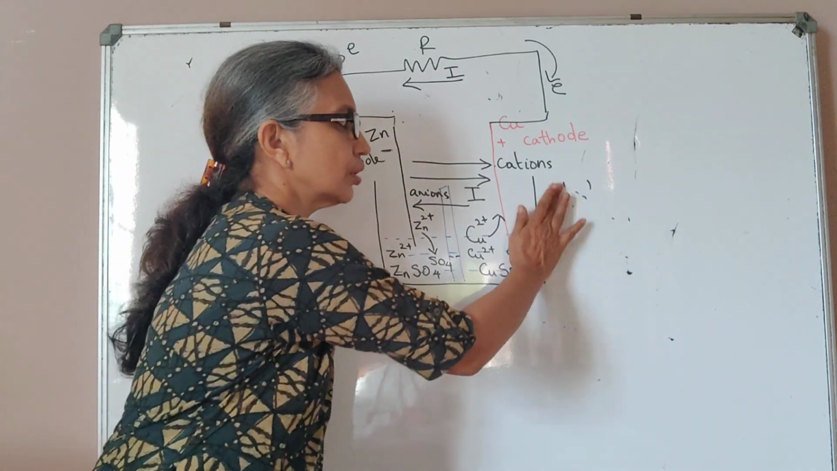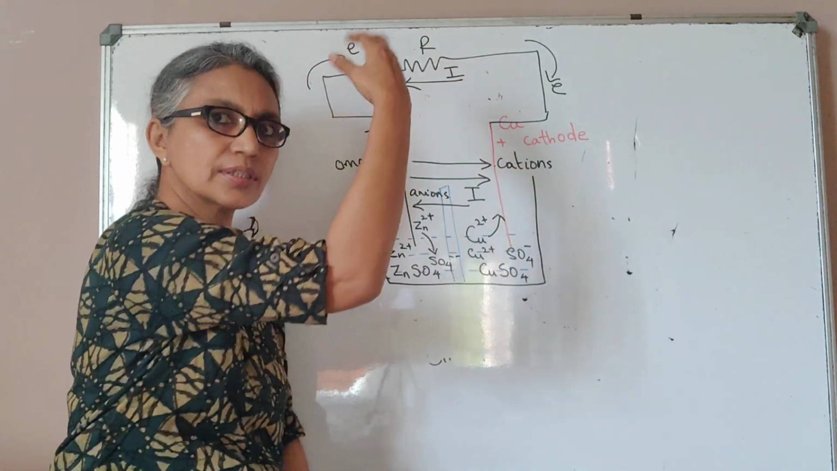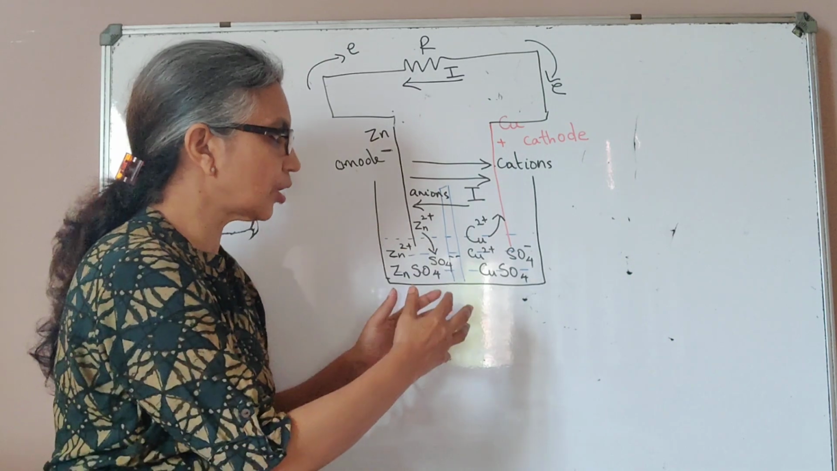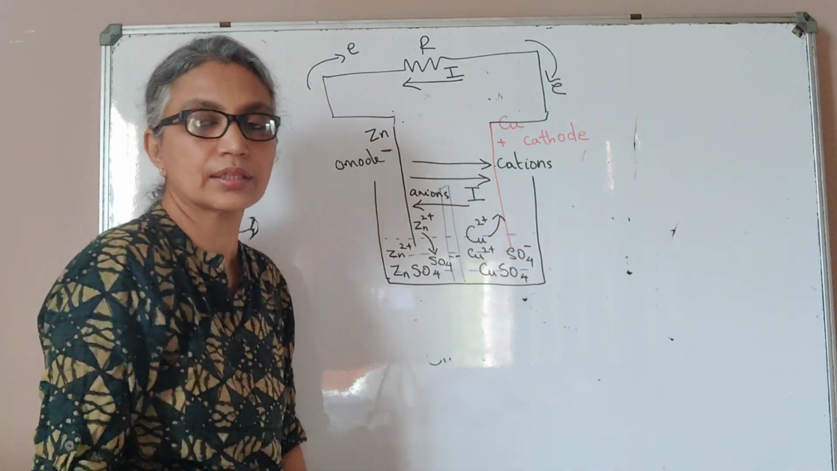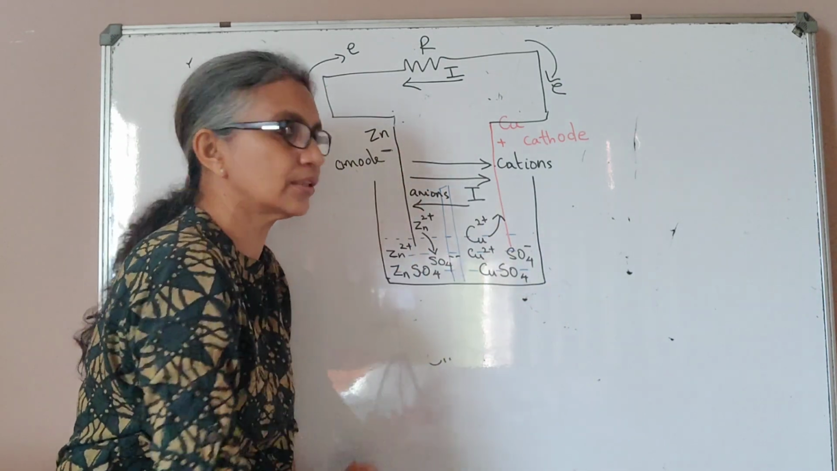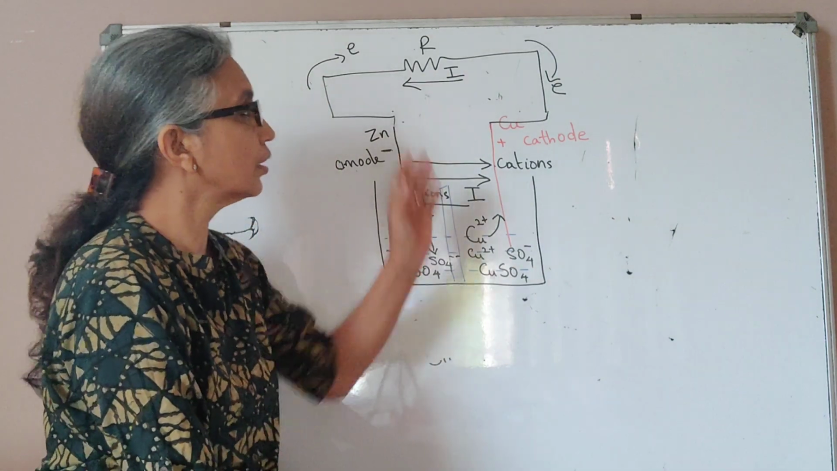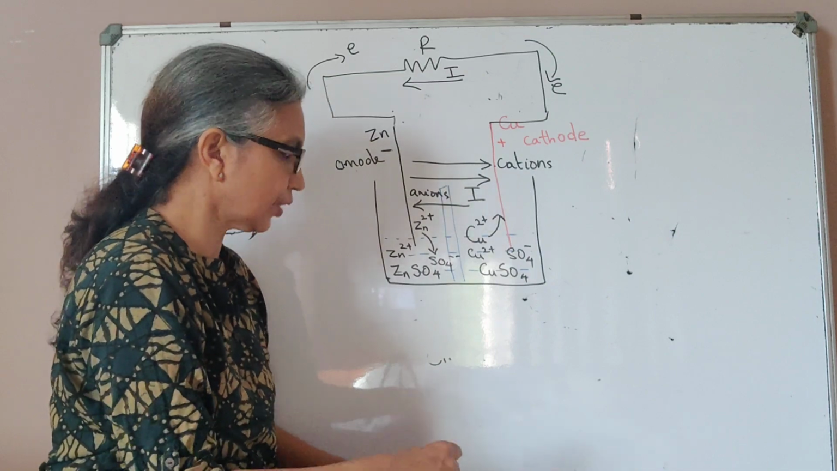So I hope you've understood the difference between this capital R and the small r. Capital R is something that we already learned in the first session of this chapter. I am now introducing the small r, which is the internal resistance of any cell, that is, the opposition offered to the flow of current inside the cell, where current inside the cell is due to charge carriers. Here the current is due to the electrons.